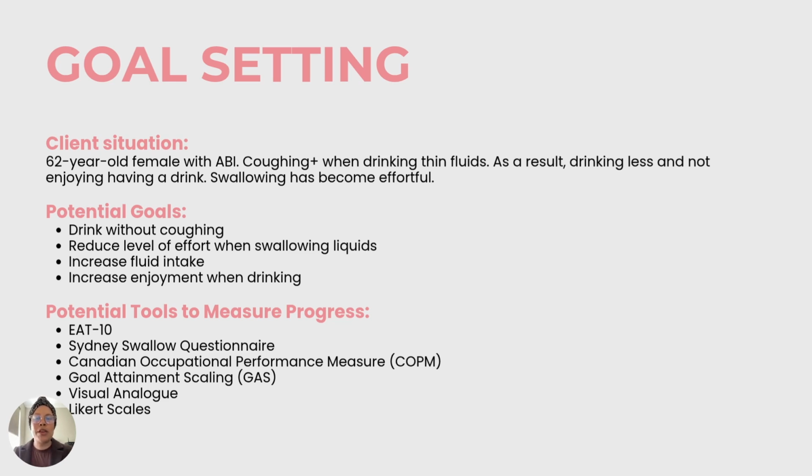So let's say we want to measure coughing with drinking, and we don't want to use the EAT 10 because the way it's rated, which is no problem to severe problem, is a bit more vague and abstract than we'd like for our particular client. So we could create a scale to measure coughing frequency, and maybe that scale is never coughing, rarely coughing, sometimes coughing, frequently coughing, always coughing, however you want to make it. So I hope that gives you a bit of an idea of how you can draw out potential goals and how you can measure progress with different tools. Now I'll talk about making them SMART. Ugh, I know, I hate SMART goals too.